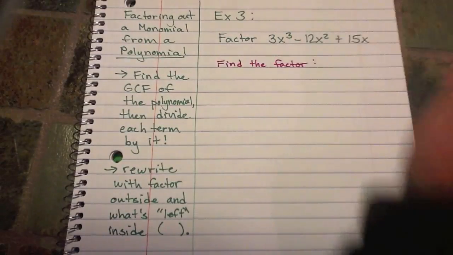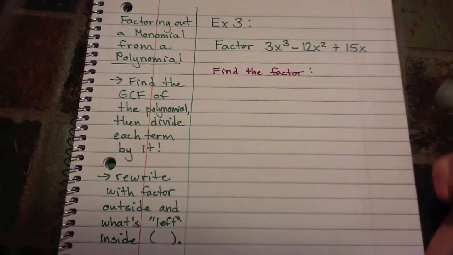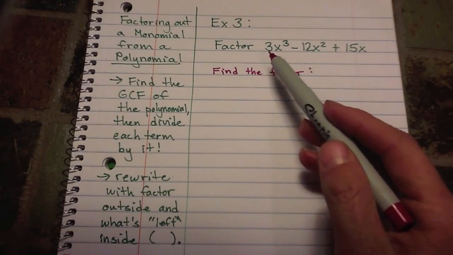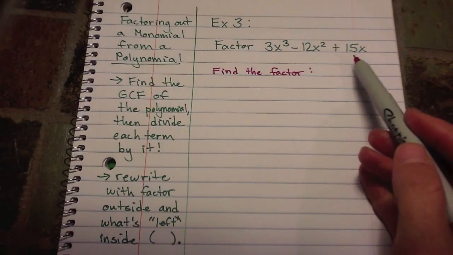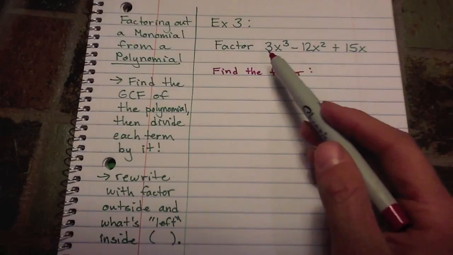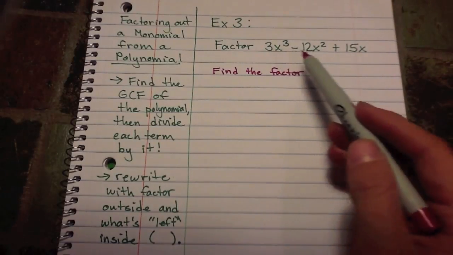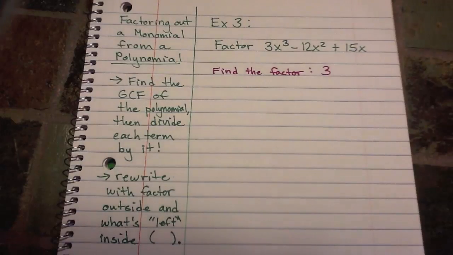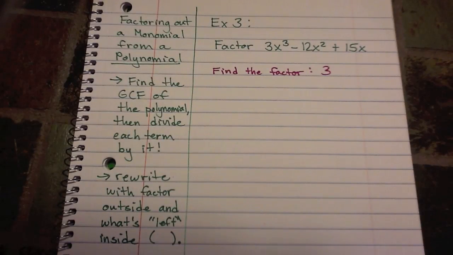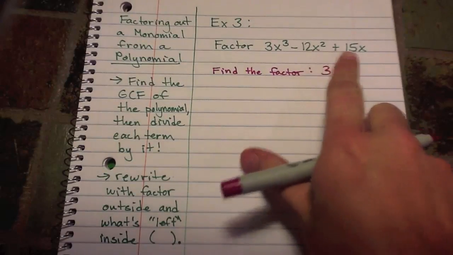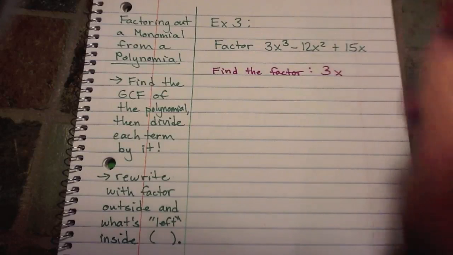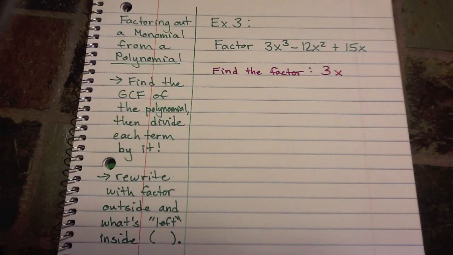And you're going to do exactly what we were just doing. So I'm going to look at my numbers, and you might be getting this well enough now to where you don't have to do the steps. If I just look at my numbers, I have 3, I have -12, and I have 15. The greatest common factor between 3, -12, and 15 is 3. And then when I look at my variables, I have an x squared, and I have an x to the third power. I can pull one x out of each. So my greatest common factor there is 3x.